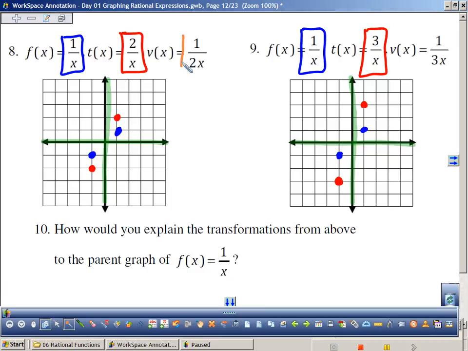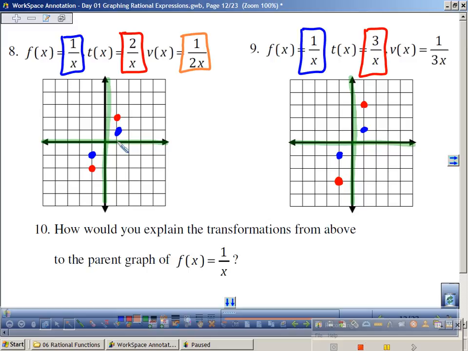This one, same thing. 1 distance away from the vertical, but what do you think it's going to be going away from the horizontal? Anybody? It's going to be a half. And this one's not going to be a half, but a third.